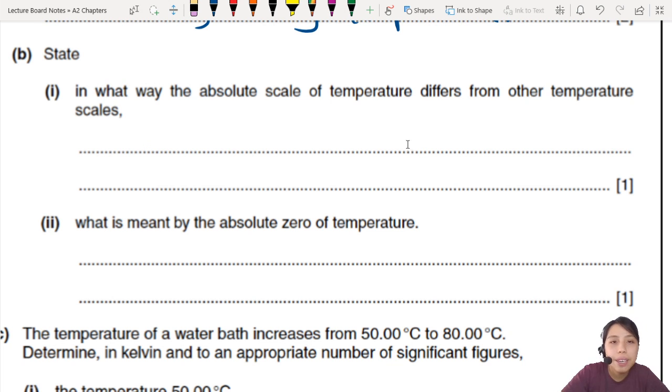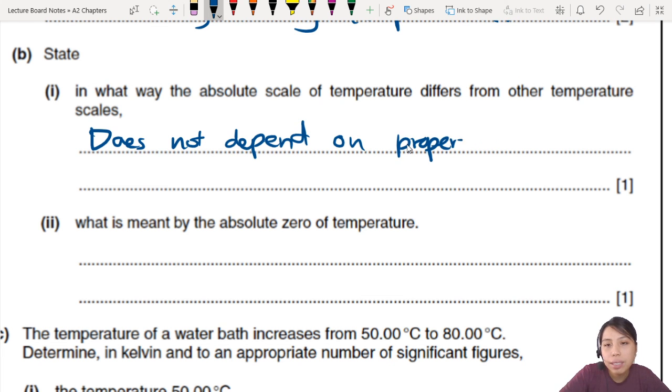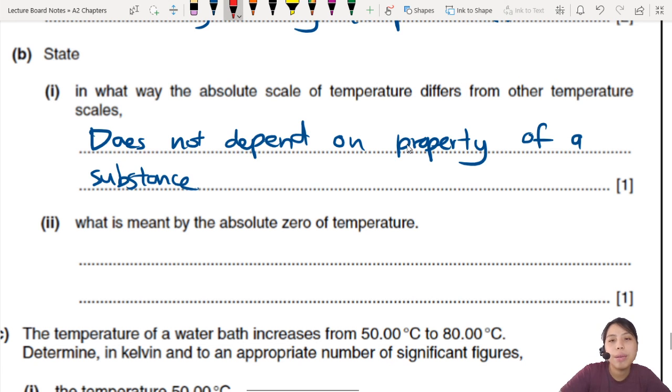So you can say that this one does not depend on the property of a substance. It measures directly internal energy, so it does not depend on a property. Maybe other scales are calibrated with ice and salt and so on, but this one doesn't. So that's the first thing, how the absolute scale differs from other temperature scales.